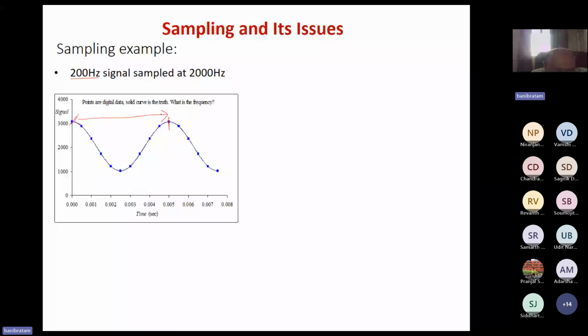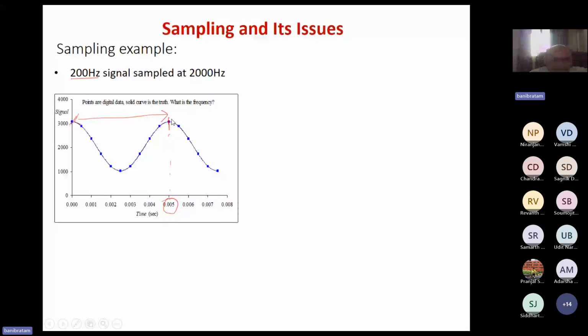After that it is repeating, is not it? So what is the corresponding time? You can see this is 0.005 second. So 0.005 second is the time period. Then what will be your frequency? 1 by 0.005. What is the value? 200 hertz, is not it? So this is a 200 hertz signal.